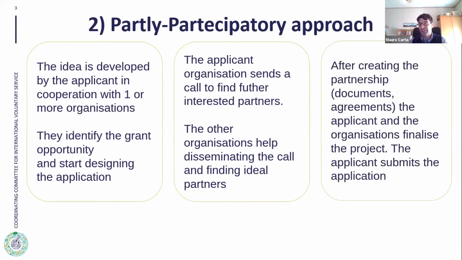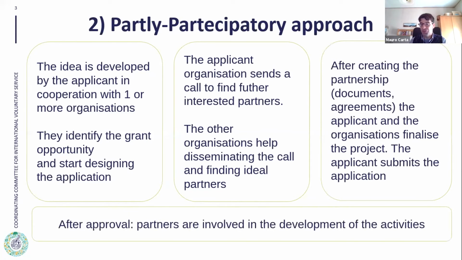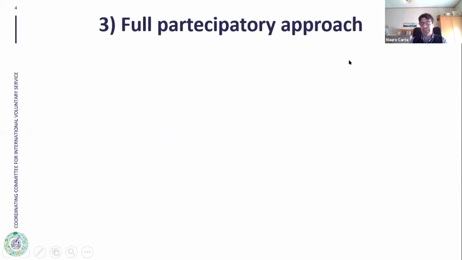So here again, after creating the partnership, the applicant organization submits the application, and let's assume that the project is approved, the grant is received, and then again, the partners can be involved in the development of the activities. Here is a step further because there are more partners who were involved from the very first step. So there will be less room for misunderstanding. Nevertheless, there could still be the need to be clear, to explain to the new partners what it is about, okay?